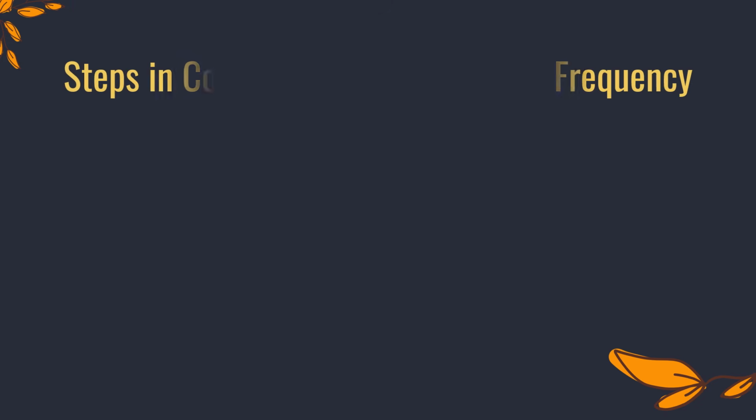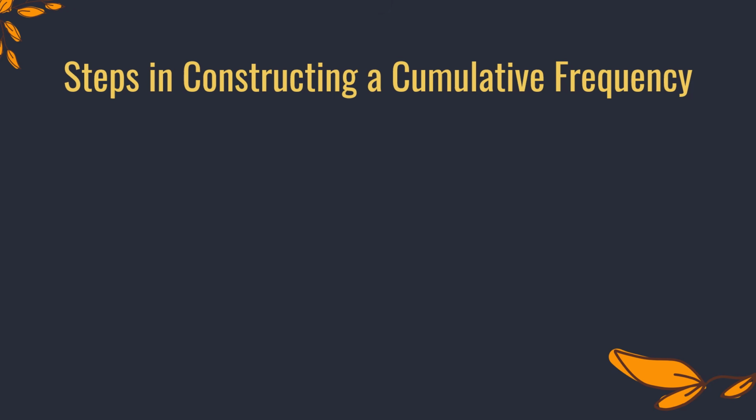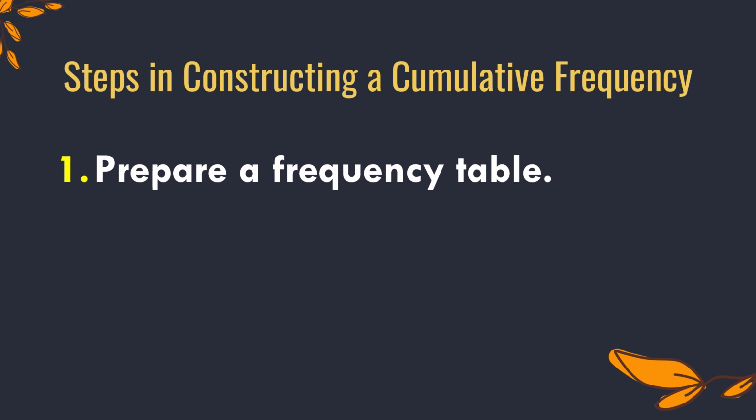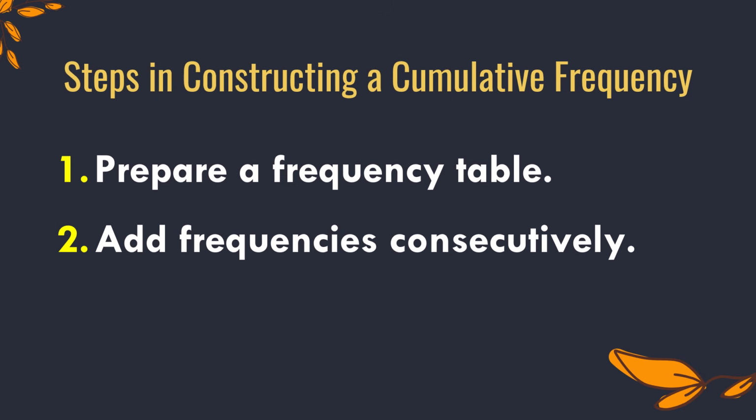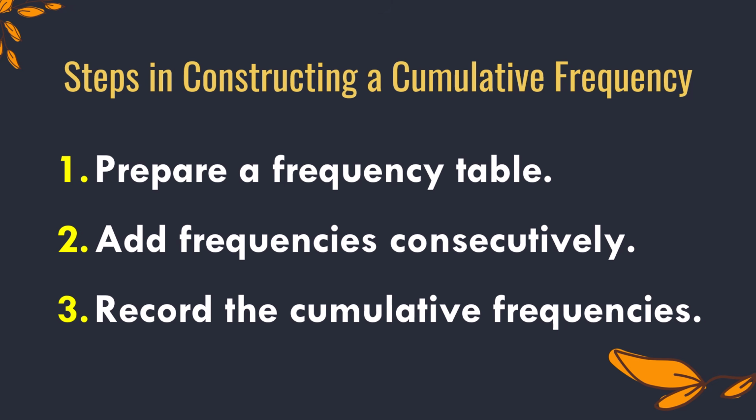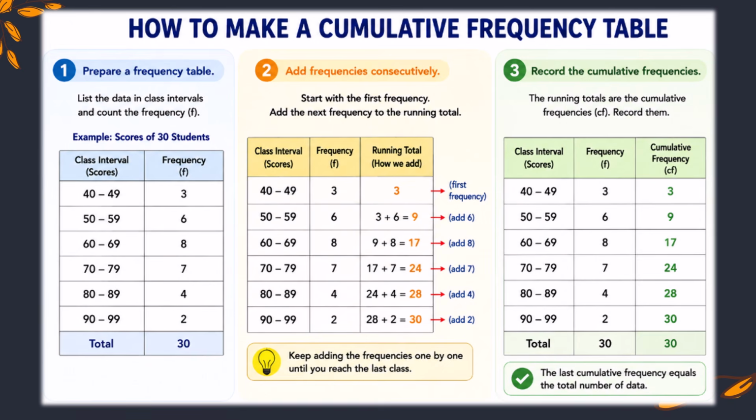What could be the different steps in constructing a cumulative frequency? First, you need to prepare a frequency table. Second, add frequencies consecutively. Third, record the cumulative frequencies. So based on the given, first we need to prepare a frequency table to make a cumulative frequency table.